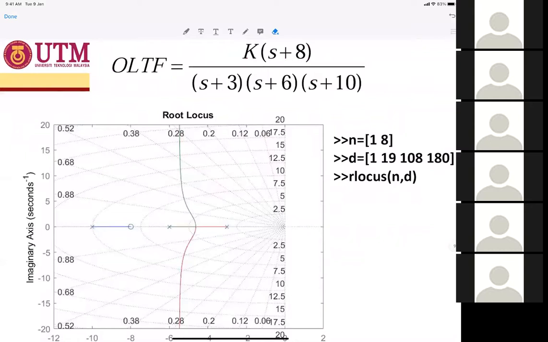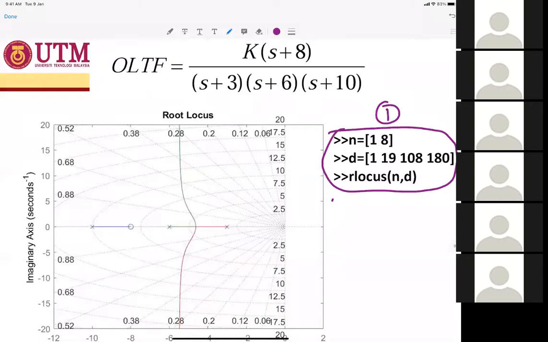So we plot using MATLAB, using this computer program. This is option 1. Option 2 to plot this.